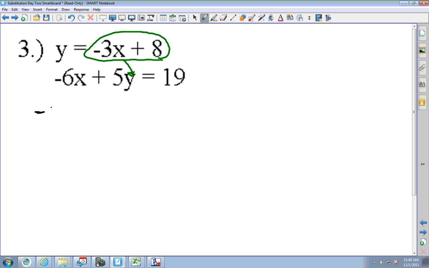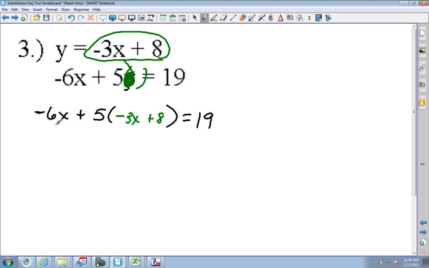I have negative 6x plus 5 times y. Well, y is this. So instead, I'm putting in there for y negative 3x plus 8. Finish the rest of the problem, equals 19. So all I did, this says 5 times y, I just put it in there for the y. So 5 times all of this up here.